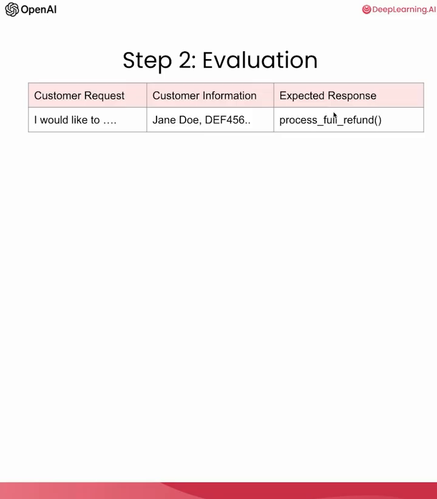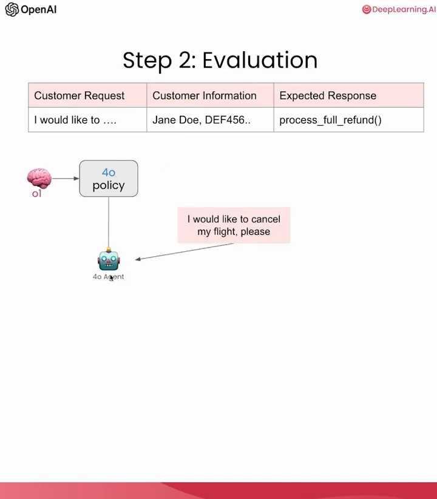Now, the reason we've designed our eval set like this is because of the difficulties of evaluating a multi-turn interaction like these customer service routines. To recap what's happening here, we're starting off with our O1 generated routine, which is given to 4.0 as the policy that it needs to follow. Then we begin with the customer request, which will be something hard-coded like, I would like to cancel my flight, please.